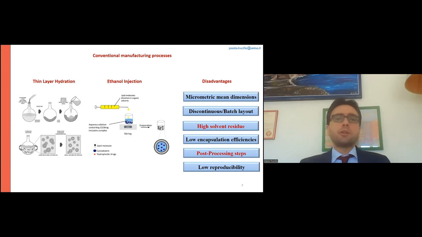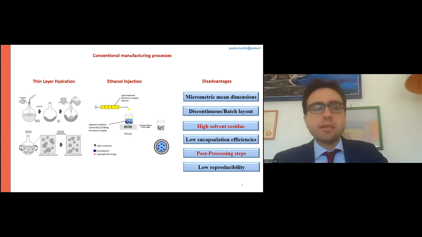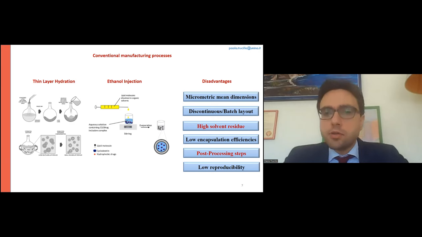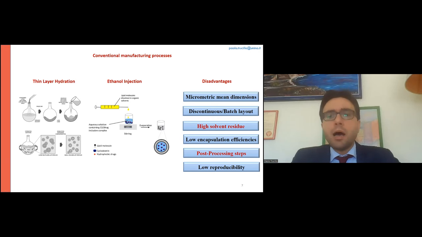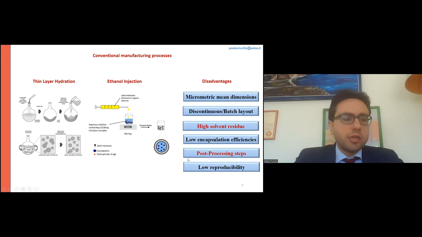For example, the production at micrometric dimensions. This means that we have to add some post-processing steps in order to reduce dimensions or to increase the encapsulation efficiency, which is generally low. But what could be interesting is the problem of high solvent residue, and we need to add a post-processing step to eliminate this solvent. So in general, those methods suffer from some problems without adding post-processing steps.